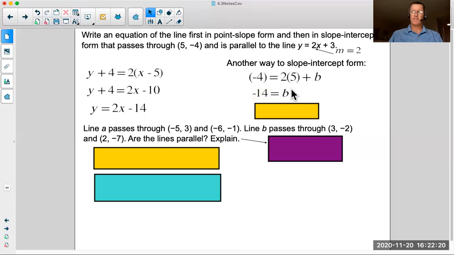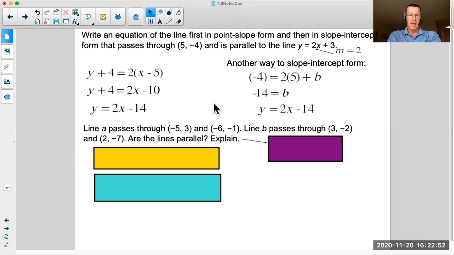And if we do that, we would subtract 10 and we get negative 14. So if I know b is negative 14, and I know the slope is 2, can't I just write that into y equals mx plus b form as y equals 2x minus 14? Now notice that doesn't help us in terms of writing in point slope, and we had to do that too. But anyway, different way of doing it. And again, that's because we know 5, negative 4 is a solution to that equation because it falls on that line.